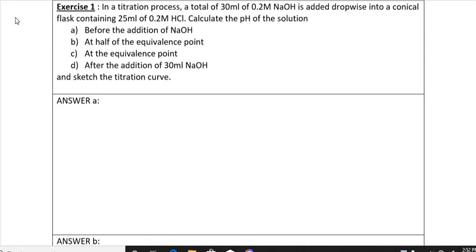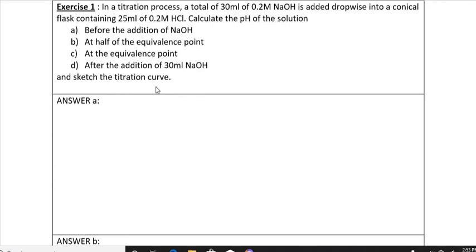Okay, for this exercise 1, in the titration process, total 30 ml 0.2 molar sodium hydroxide is added dropwise into conical flask containing 25 ml 0.2 molar HCl. Calculate the pH of the solution before addition, at half equivalent point, at equivalent point, and after addition 30 ml. Lastly, sketch the titration curve.